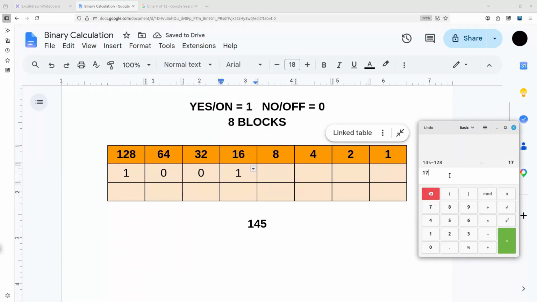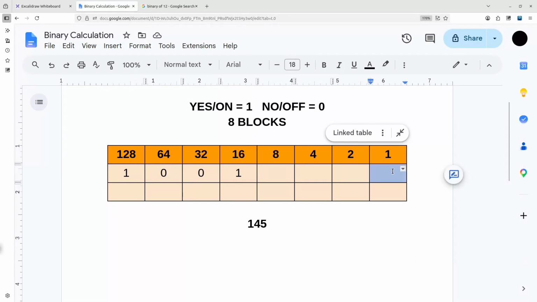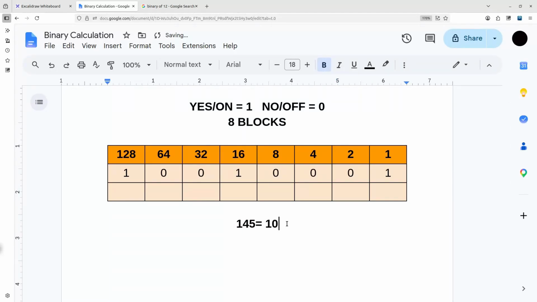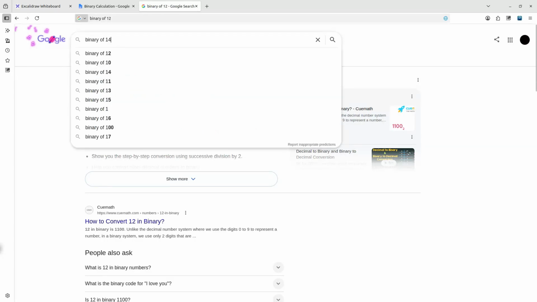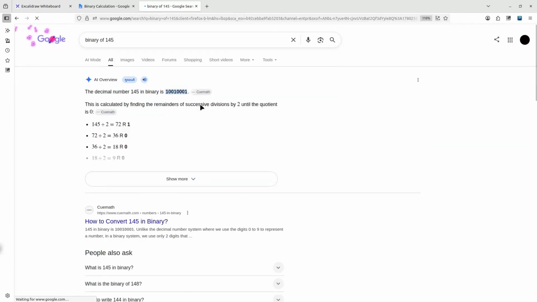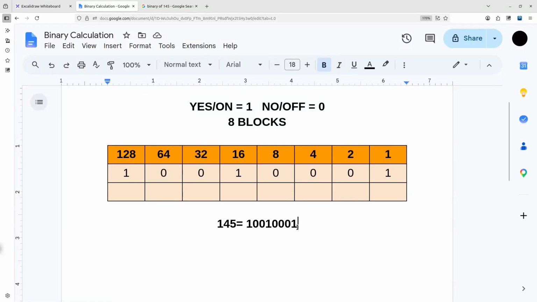Yeah. Now we remove 16. How much do we have? We have 1. With 1, we only need this. Okay. And this is 0, 0. We don't need it. So now the 145 will be 1, 0, 0, 1, 0, 0, 0, 1. Wanna check? Let's check. Binary of 145. 1001 0001. Let's see. 1001 0001. Bingo. This is how we have gotten the binary.